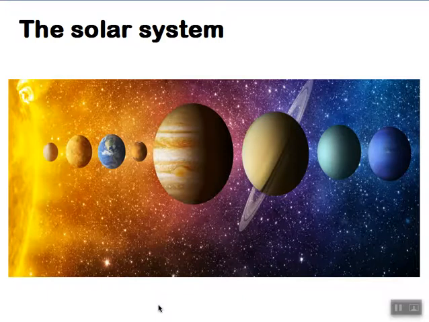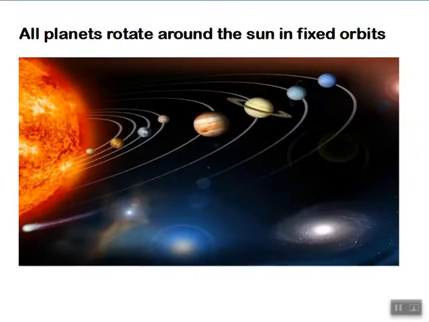We studied in the previous lesson that space contains many celestial bodies, for example, the solar system. The solar system consists of the Sun and 8 planets with their moons revolving around the Sun. These planets are, starting from the closest one to the Sun, Mercury, Venus, Earth, Mars, Jupiter, Saturn, Uranus, and Neptune. Okay? So, these 8 planets are found around the Sun.